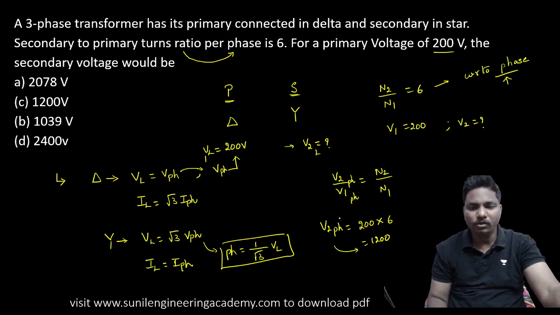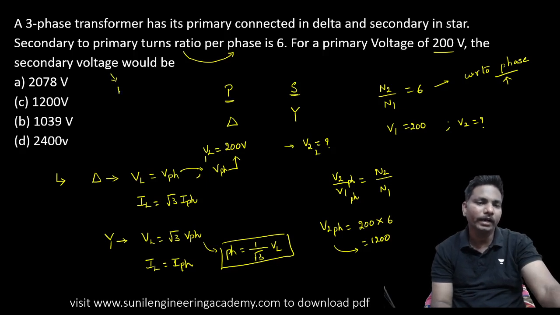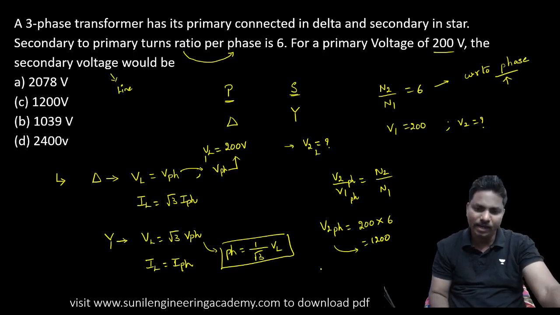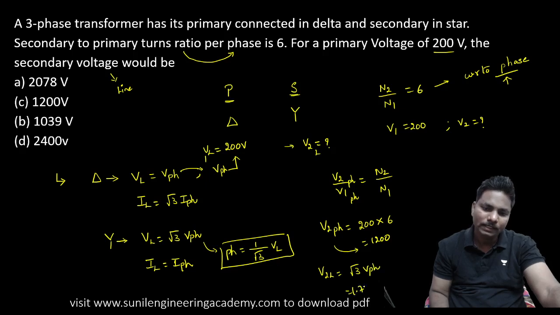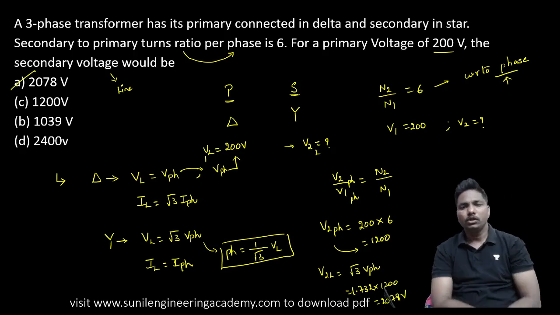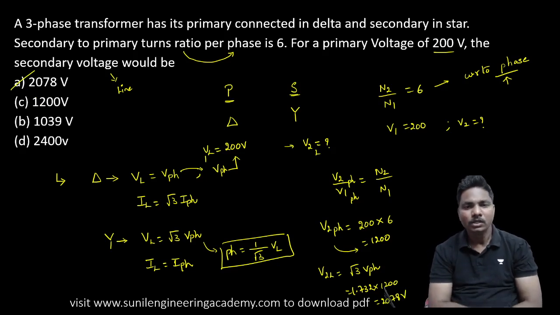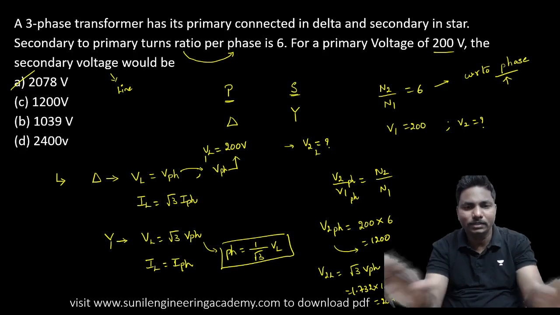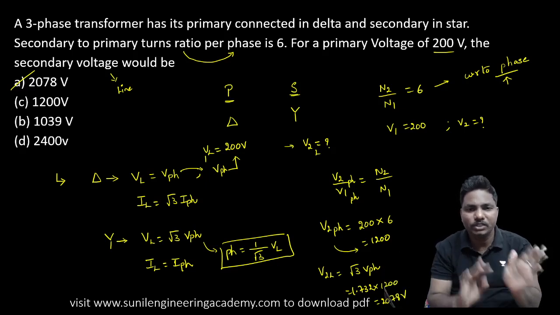Since they are asking for just the secondary voltage, we need to find the line value. Line value is root 3 times the phase value, 1.732 into 1200, which is almost 2078 volt. So the answer is option A. Here I have given a lot of writing, but in the examination there is no need.